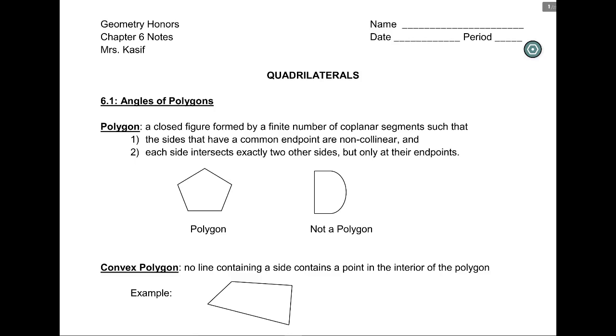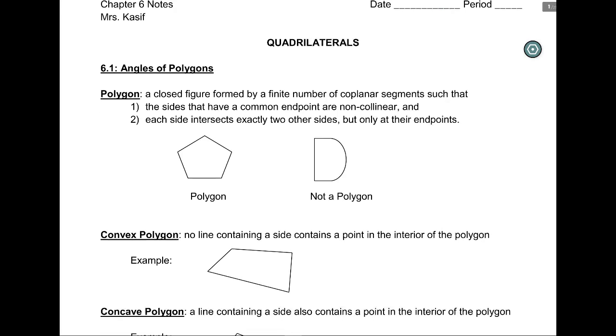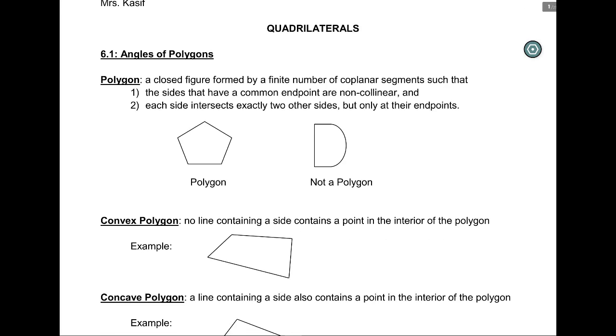Okay, so we're going to start chapter 6 on quadrilaterals. But before we start on quadrilaterals, I just want to get kind of the big picture and talk about polygons. And what is a polygon? What is not a polygon? What do we know about interior and exterior angles?